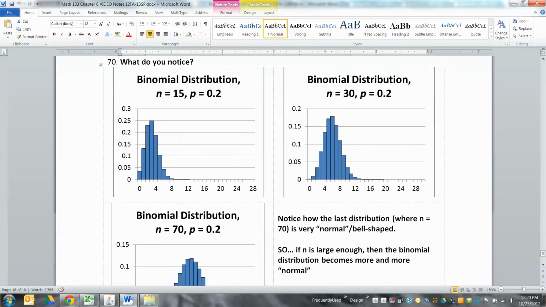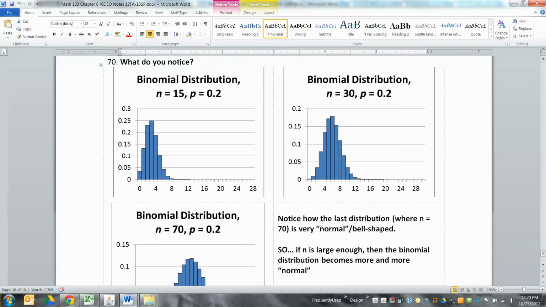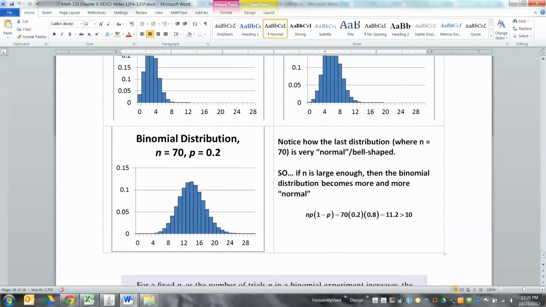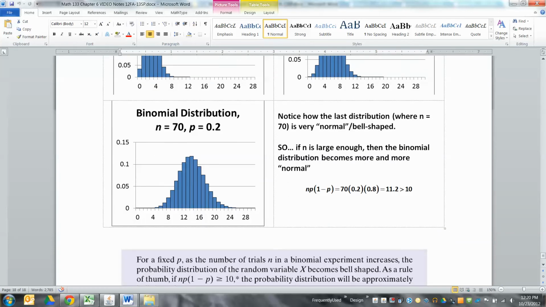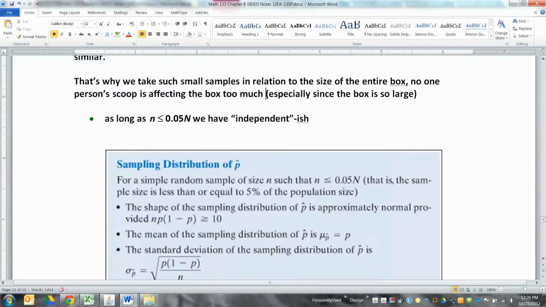If you take a large enough n, look what happens. Look, this was skewed right, because p was 0.2. But if you take a big enough n, then it becomes approximately normal. Aha, right here. n times p times 1 minus p has to be bigger than 10. If it is, then it's roughly normal, normal-ish, if you will. And that means we'll be able to use norm dist, and all that other good stuff.